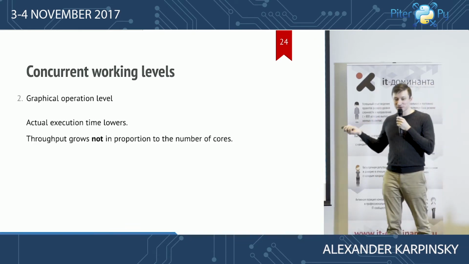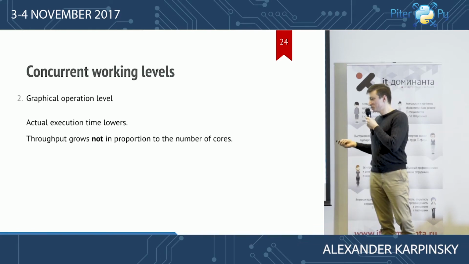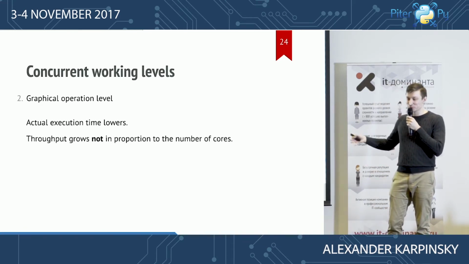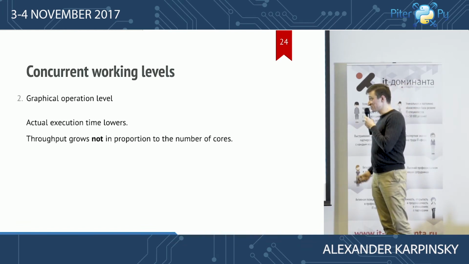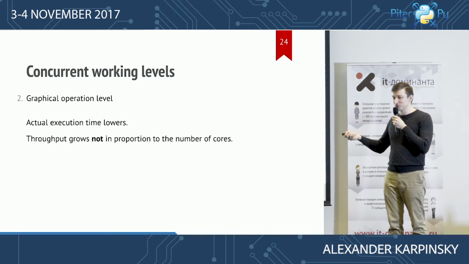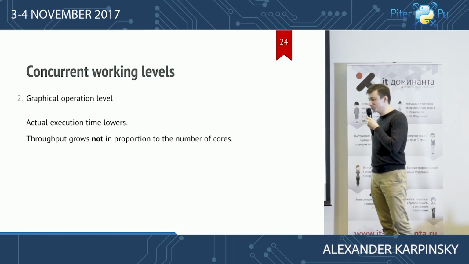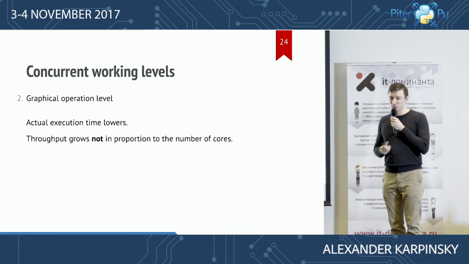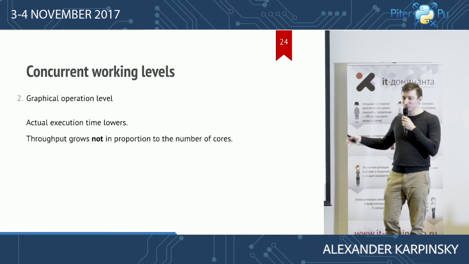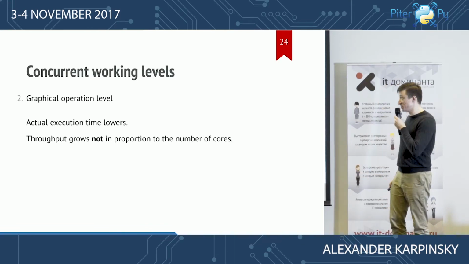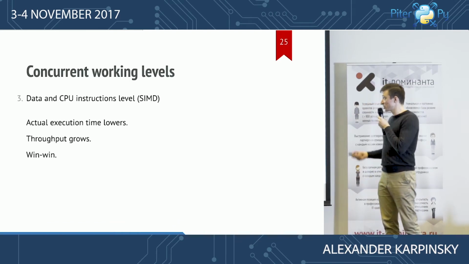Another way of concurrent work is at the level of the graphic operation. That's what is implemented at the level of the library. When the command is given to a library, it splits it into a number of threads, launches them and arranges them accordingly. The time for one operation is reduced and the throughput grows, but not drastically with respect to the capacity we have, because it's not possible to split each operation, and there are certain overheads.